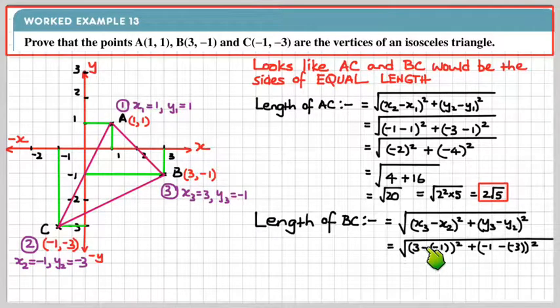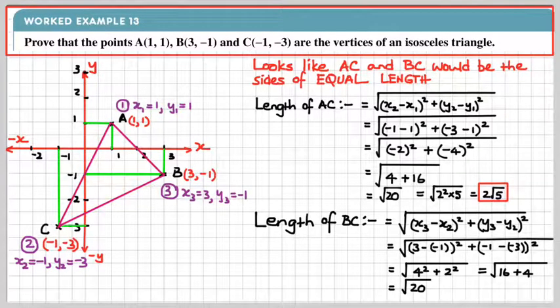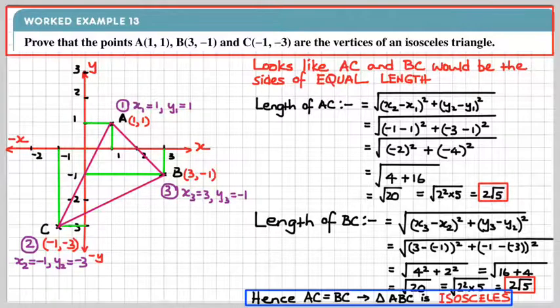Okay, look. 3 take away negative 1 is 4. Minus 1 take away minus 3 is minus 1 plus 3, which is plus 2, all right? So that's going to be the square root of 16 plus 4, which is 20, and I feel great because that's what we got up there for the other one. So that's also 2 root 5. Now look, how marvellous. This is the same as that, which means those sides are the same length, and we've just proved it. AC equals BC, and therefore the triangle ABC is indeed isosceles.